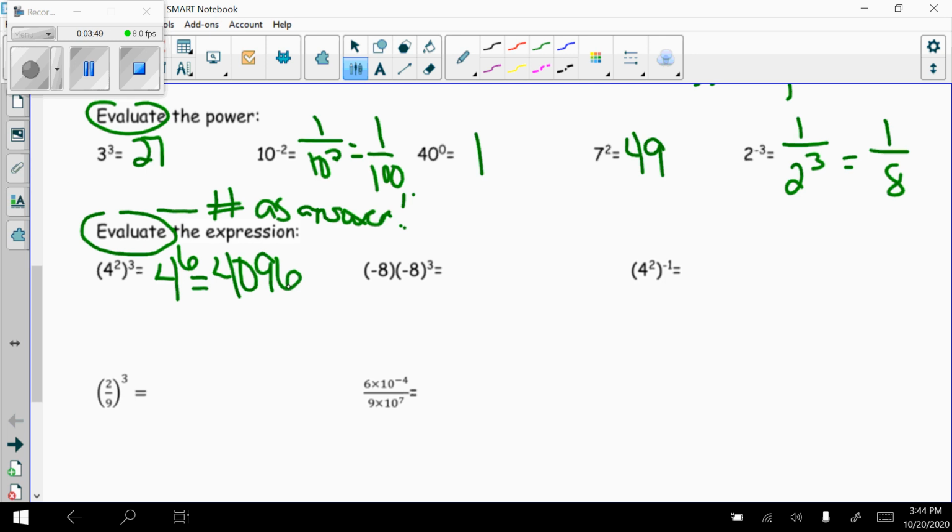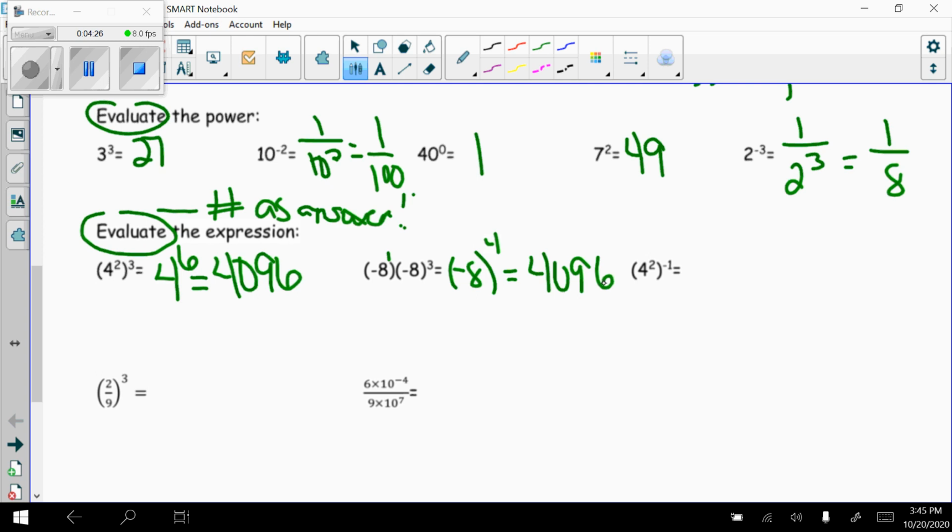Negative 8 times negative 8 to the 3rd power. Remember, this is like negative 8 to the 1st times negative 8 to the 3rd. So that's going to be negative 8 to the, I add my exponents, 1 plus 3, to the 4th power. It's very important if you're doing this in your calculator that you put parentheses around your negative, right? Or else your calculator will lie to you. It will give you the wrong number. So negative 8 to the 4th, that means negative 8 times negative 8 times negative 8 times negative 8. So anytime I have a negative being raised to an even exponent, my answer will always be positive. This is positive 4,096.